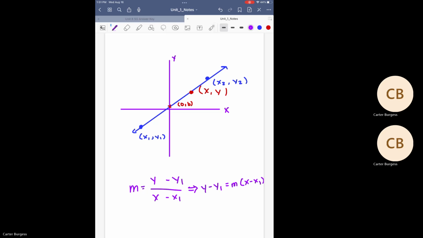All right. It's just the slope formula, except I've made it a little bit more generic, right? We're not talking about specific points anymore. This is a formula for any point on this line, not talking about specifics. And then I've also just done a little bit of algebra to make it look a little bit cleaner. And this right here is our point slope form.